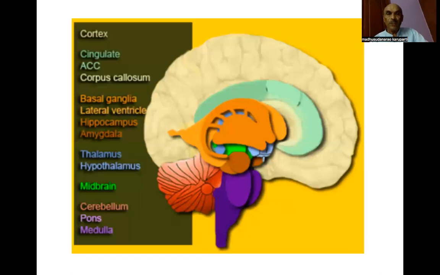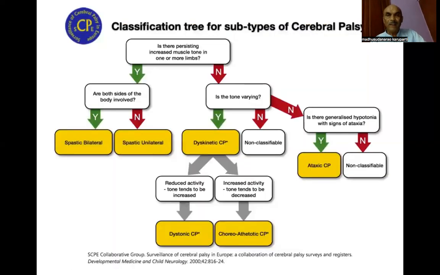This picture shows the medial surface of the cerebrum, cerebral cortex, and other subcortical white matter. This slide shows the classification of cerebral palsy, which can be grouped into the spastic, dyskinetic, and ataxic. That all depends upon the area of the brain that is affected due to injury.